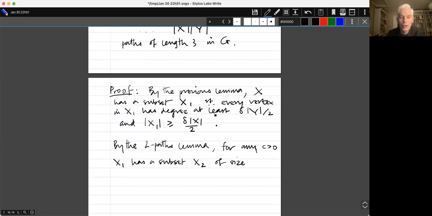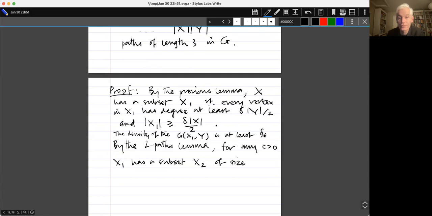I have forgotten a remark, which I'll insert in here. So the density of the graph induced by x1 and y, so that's if I just restrict x to x1, so I just look at the parts of the graph where one vertex is in x1 and the other vertex is in y. So the density of that, because the minimum degree is delta over 2, it's at least delta over 2.